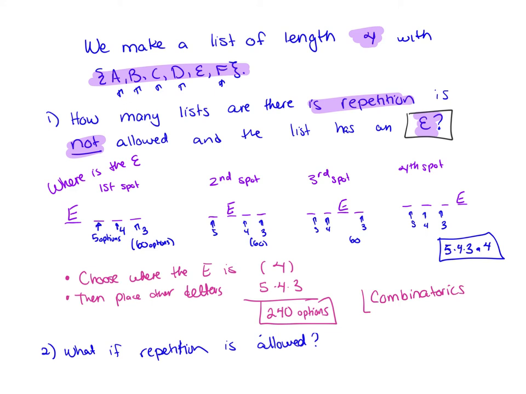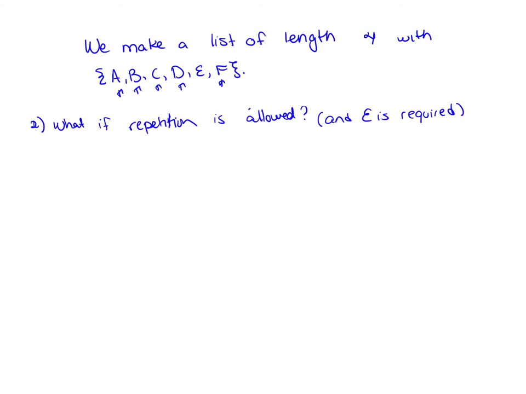All right. So now let's answer this question. What can we do if repetition is allowed? Let's go to the next slide for that. Okay. So the question we want to look at is, again, the same list of length 4. I'm allowed to use the letters A through F. I want to make sure I have an E for sure, but repetition is allowed.